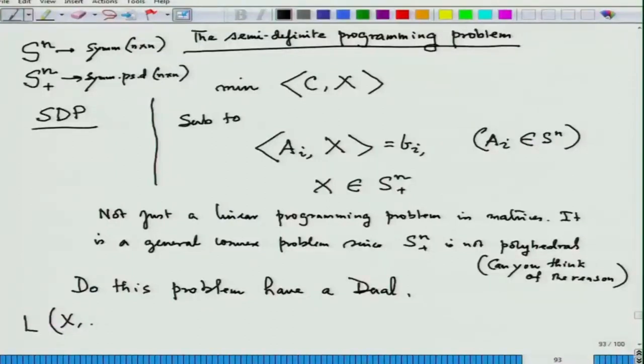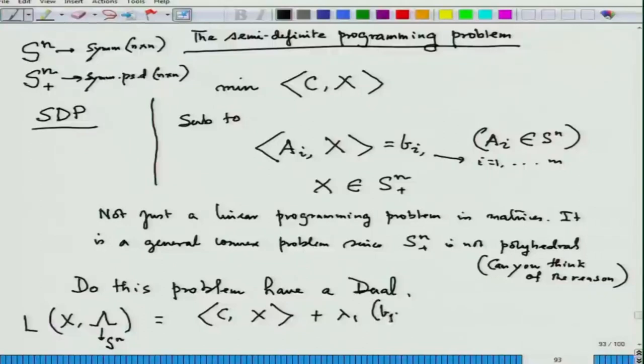X, lambda is in S_n, i equal to 1 to m. So this x, which the a_i are in S_n, so this is also in S_n. This can be written as C of x plus lambda 1 b 1 minus a 1 x, up to lambda m b m minus a m x.